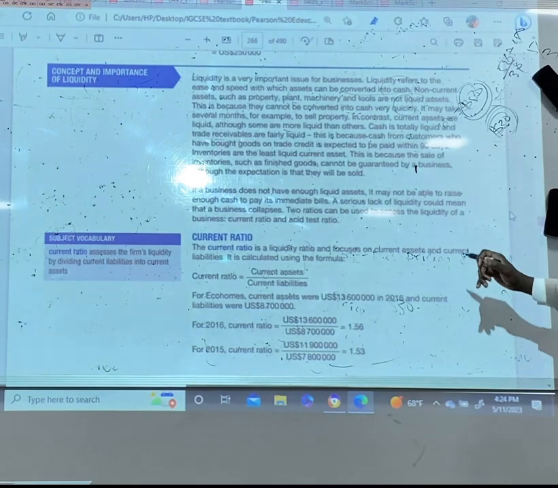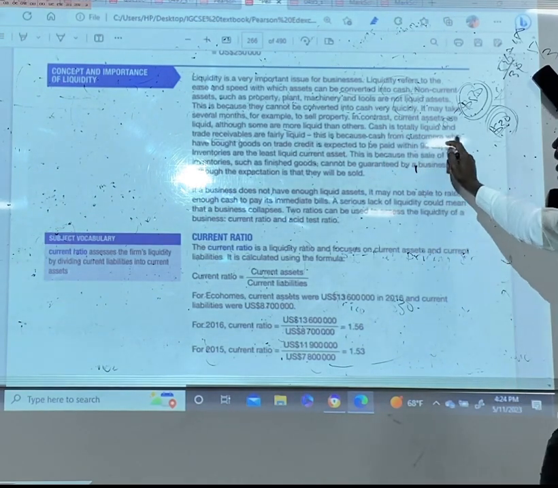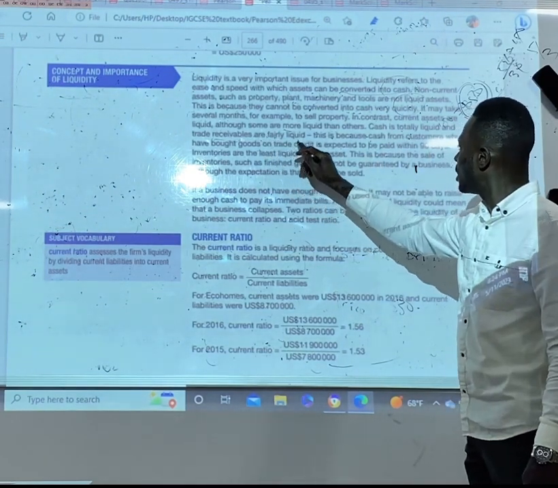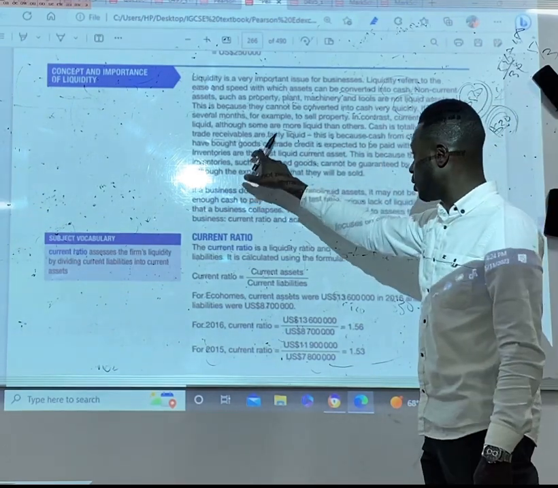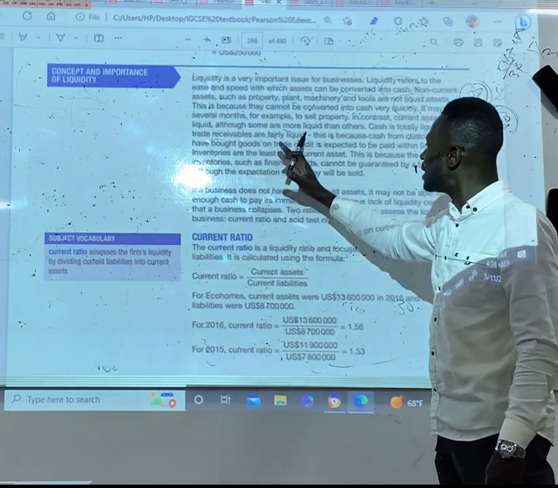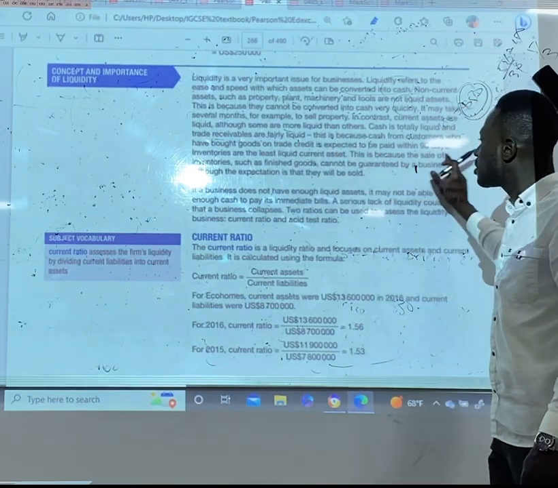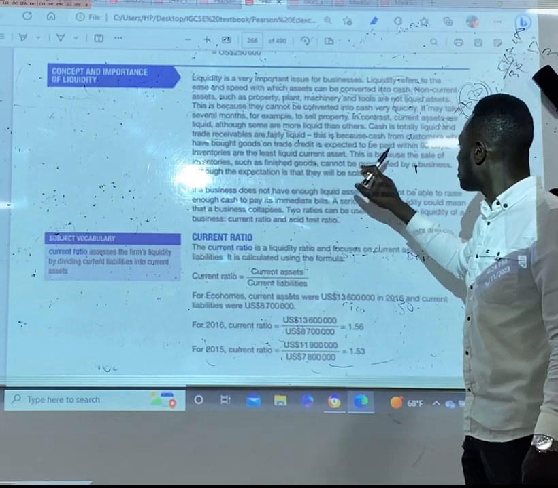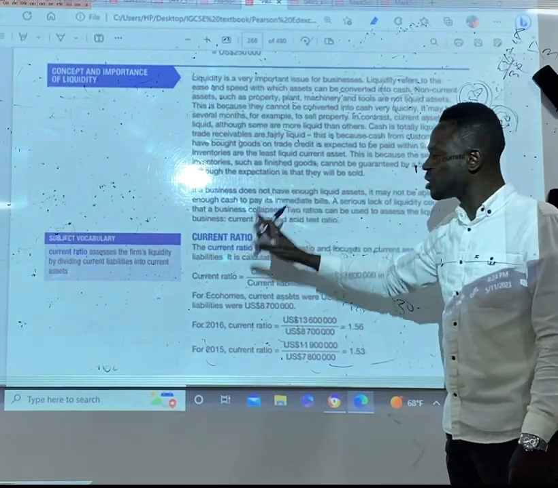Cash is totally liquid and trade receivables are fairly liquid. This is because cash from customers who have bought goods on trade credit is expected to be paid within 90 days. Inventories are the least liquid current asset. This is because the sale of inventories such as finished goods cannot be guaranteed by a business, although the expectation is that they will be sold.